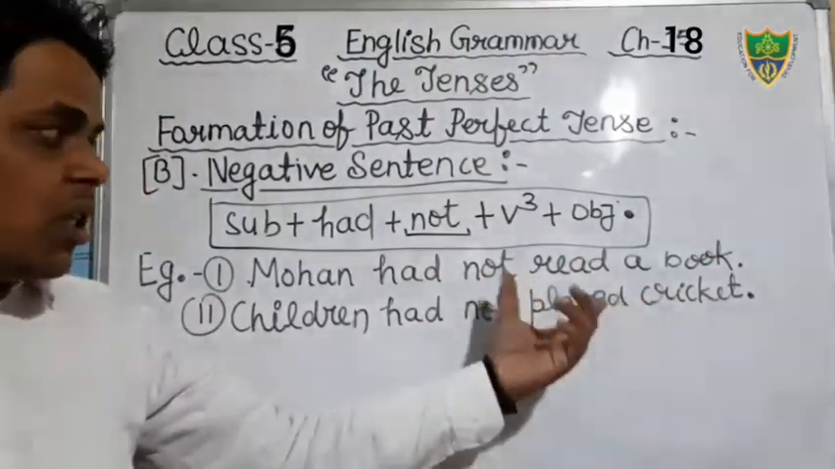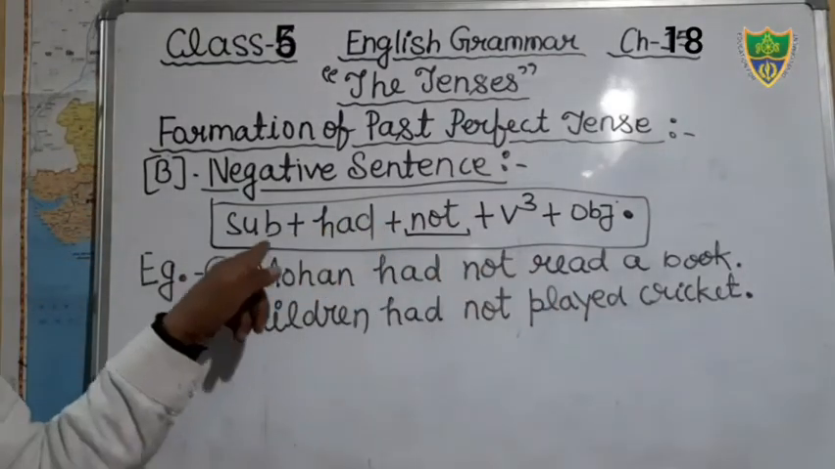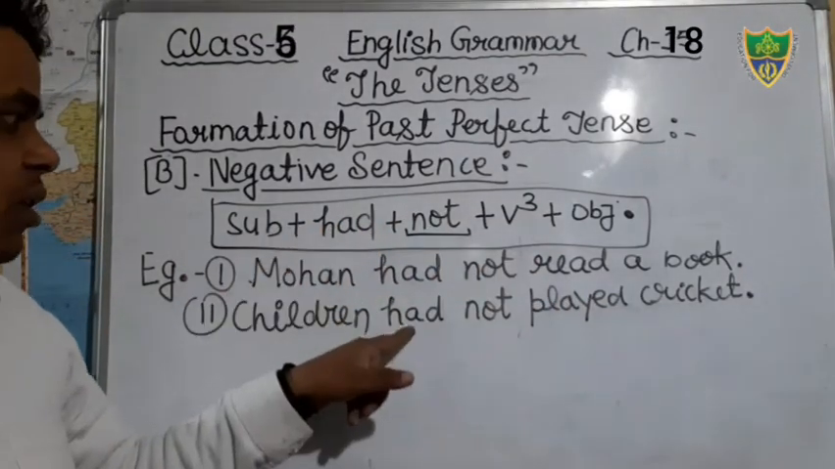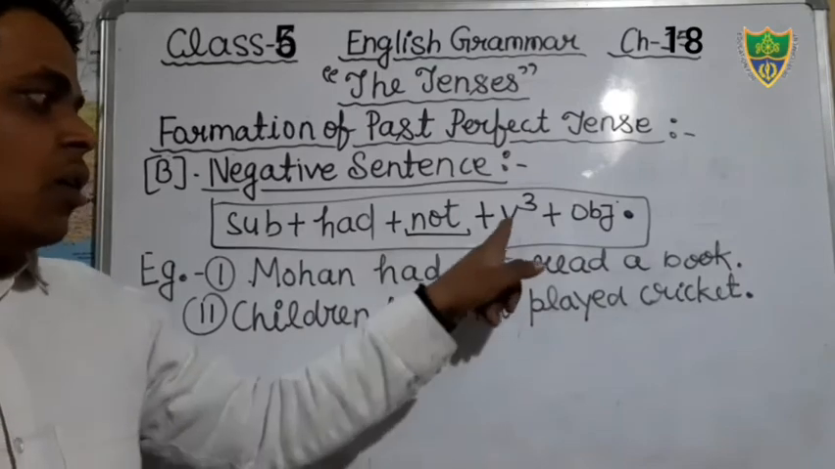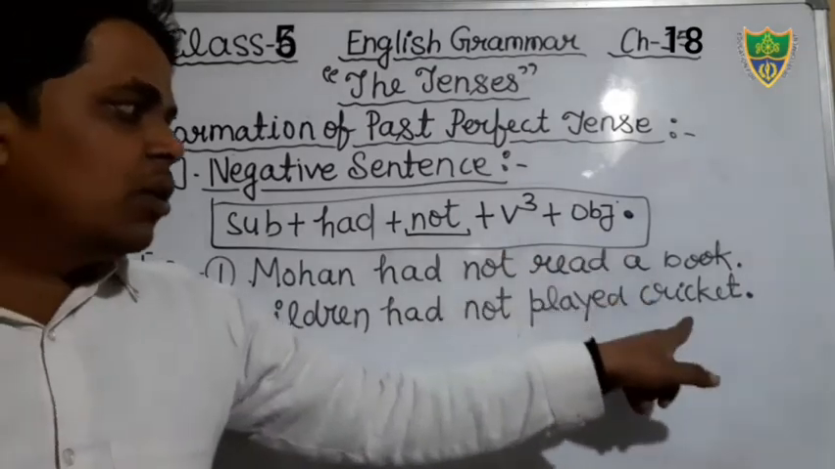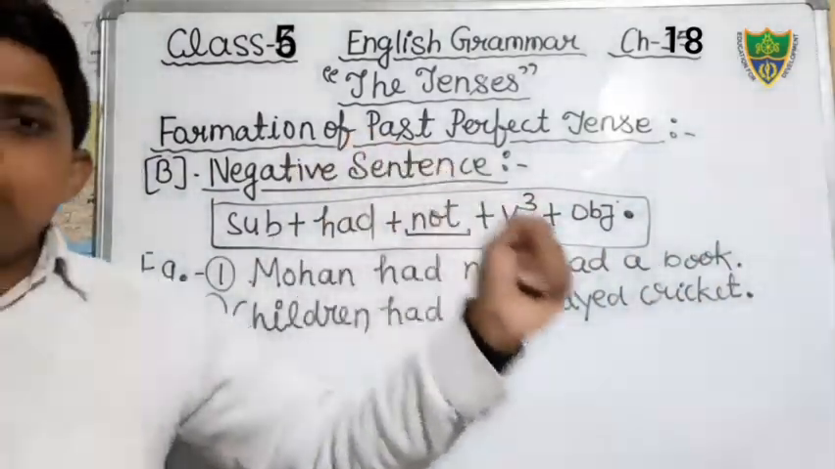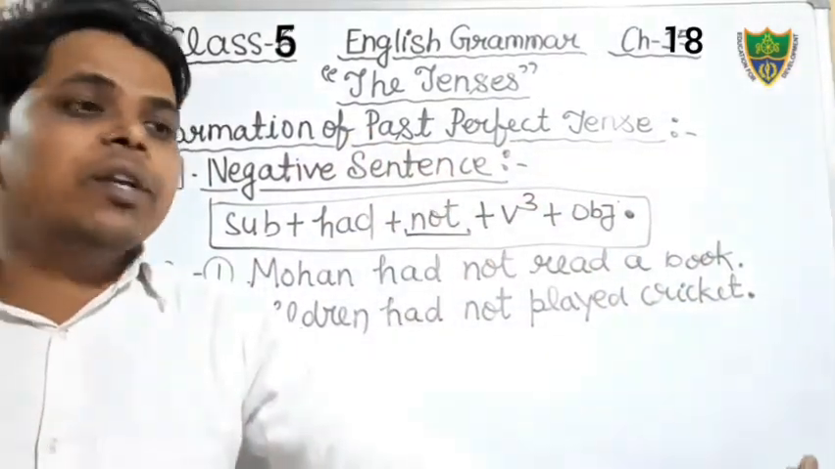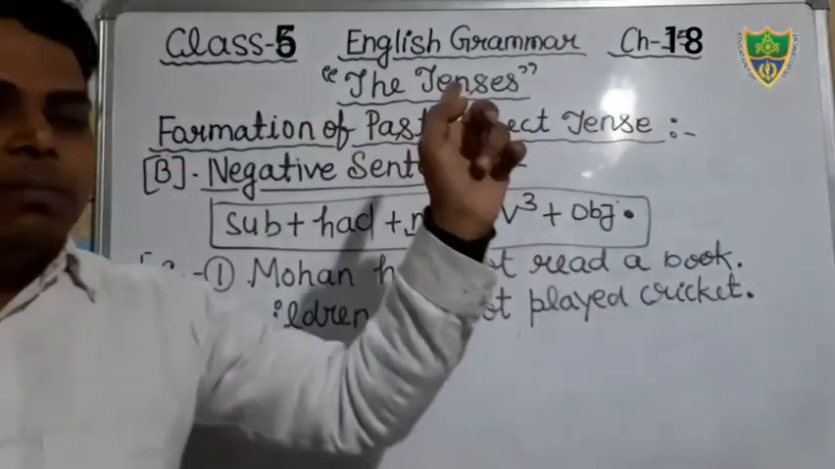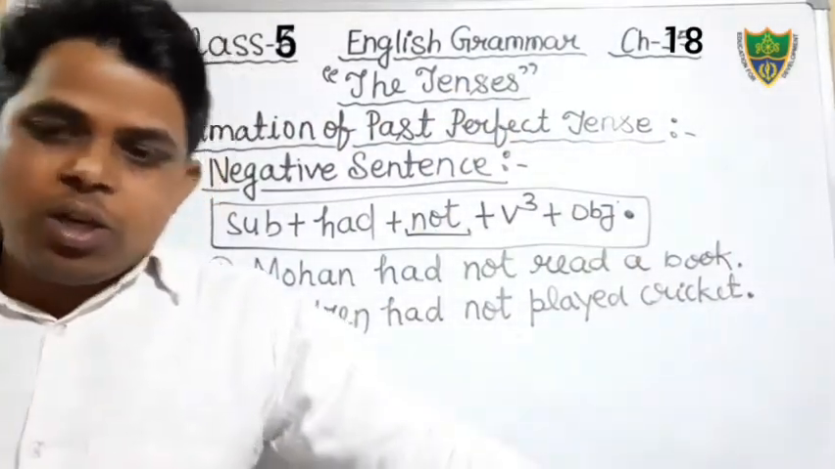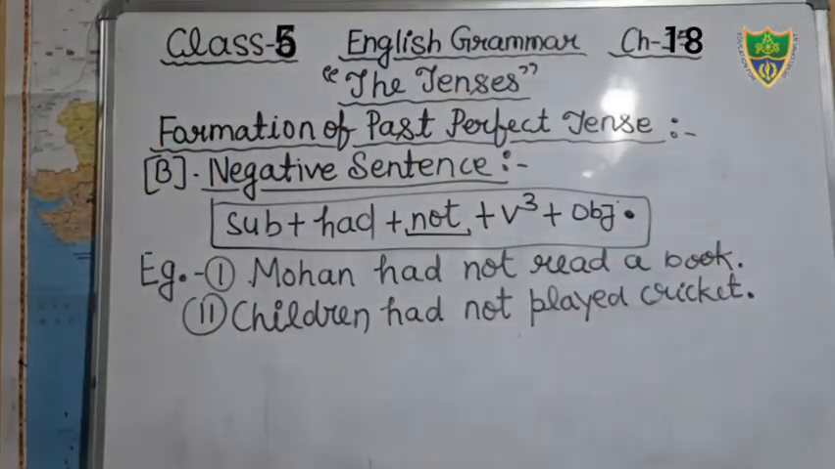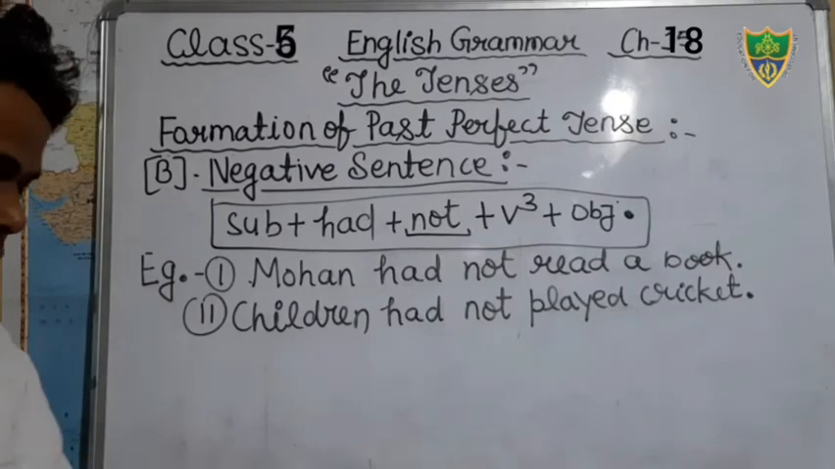And the sentences are based on this structure. Subject, you can see, had, you can see, negative word, you can see, third form of the verb, you can see, object, you can see. Okay, students, so this is the structure that you have to keep in your mind, the structure of the negative sentence of past perfect tense. So write it down in your notebook, and I hope that you all have understood, and you may take a screenshot also.